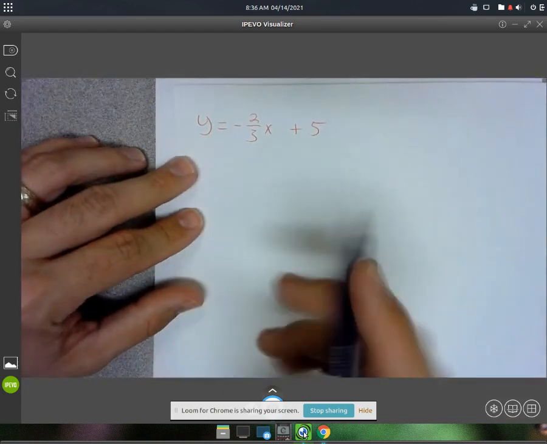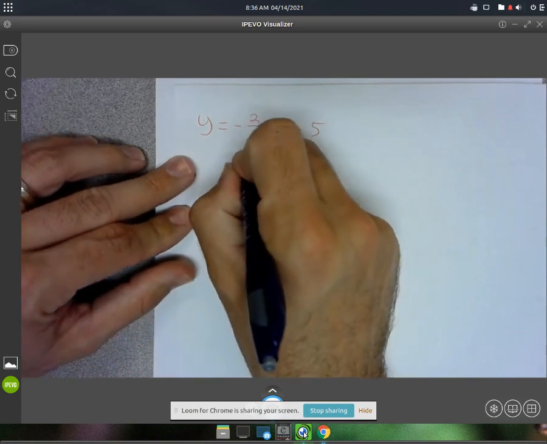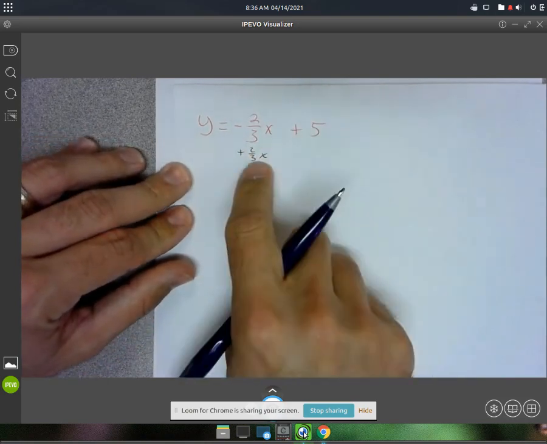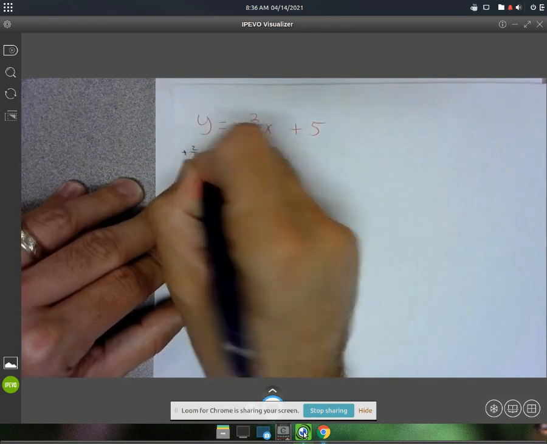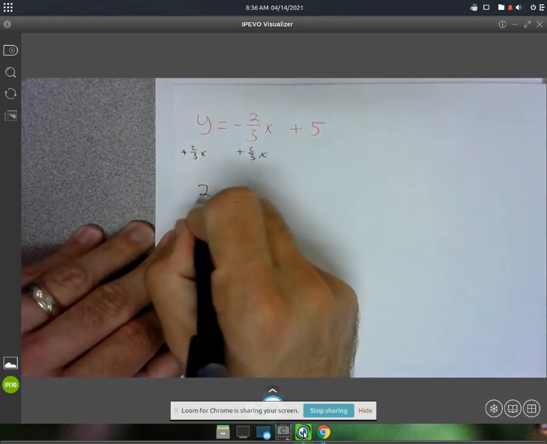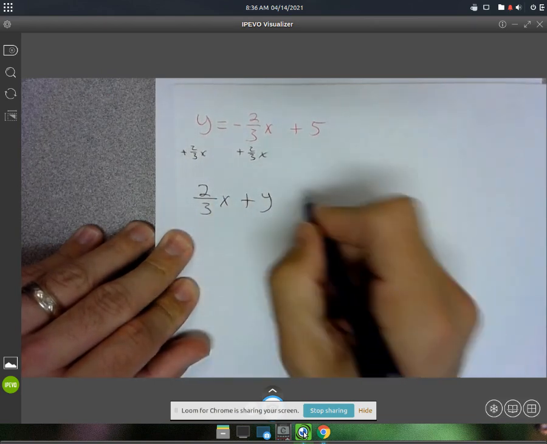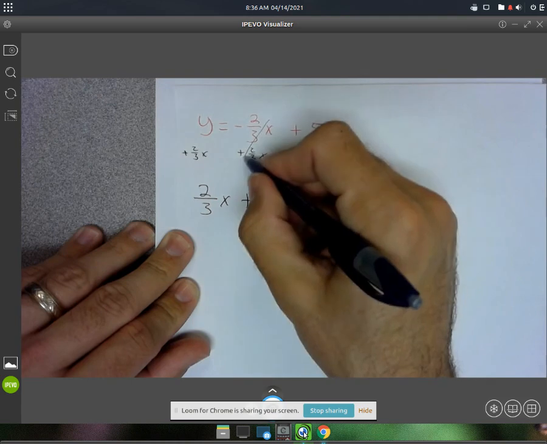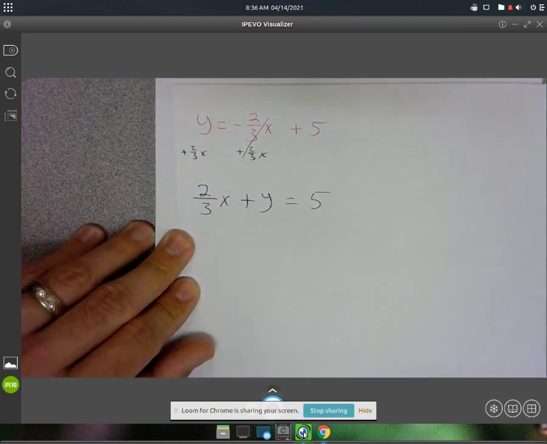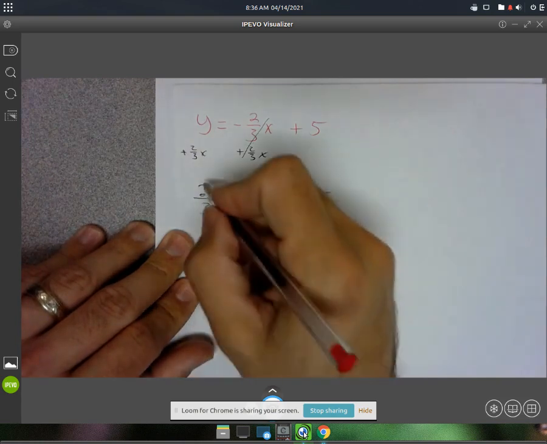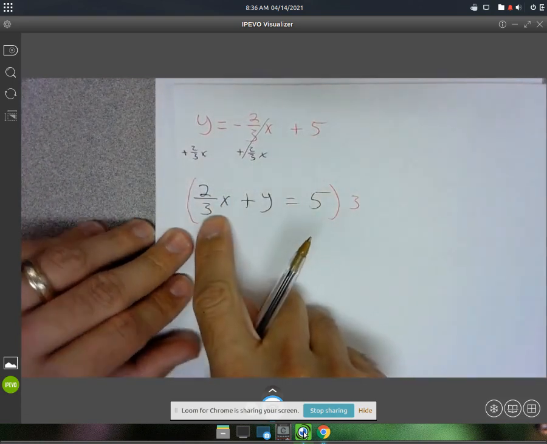All right, so this time I'm going to add 2/3 x to both sides. So move my 2/3 x to the left side where the y is. So this is going to give me 2/3 x plus y is equal to positive 5. And then I'm going to multiply the whole equation by 3, because that's my denominator.